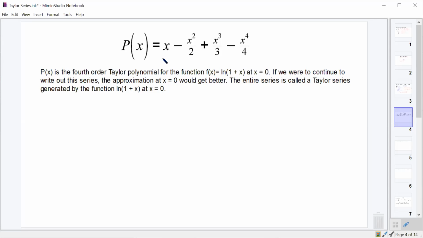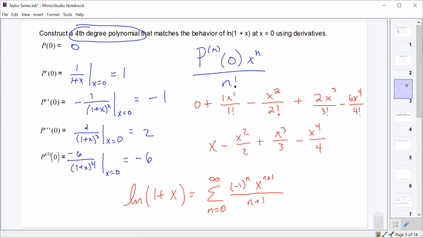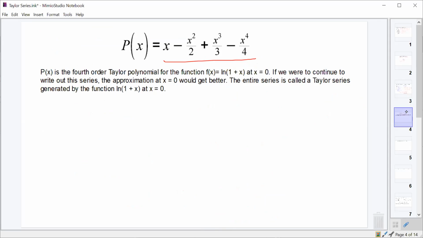So we call it a Taylor polynomial because we've written out a set number of terms. If we were to write out the entire series, as we did with this notation right here, we would call that a Taylor series. A Taylor series is just a series developed using this method of taking the original function at some value, it doesn't have to be 0, and then the first derivative, the second derivative, the third derivative, and multiplying them by x to the n over n factorial. So far, good. That's sort of the definition of a Taylor polynomial and a Taylor series.